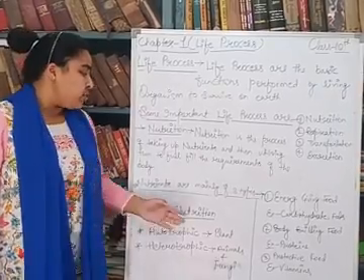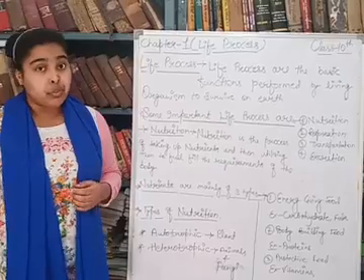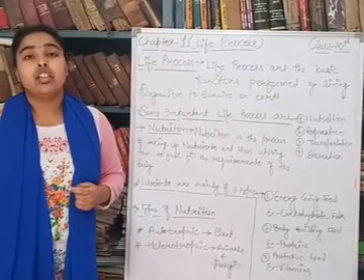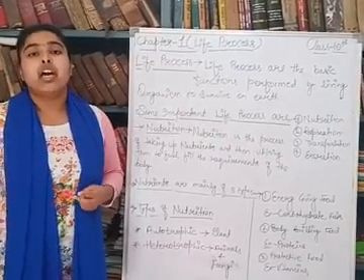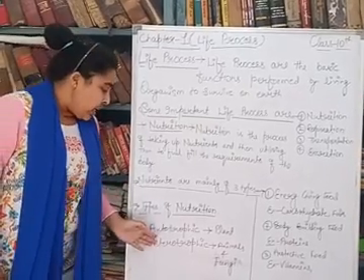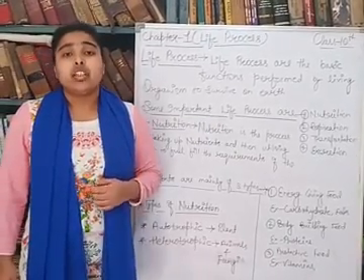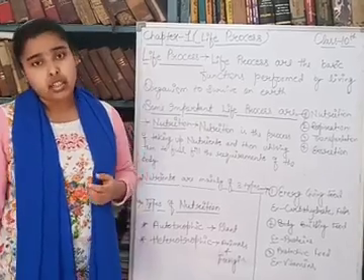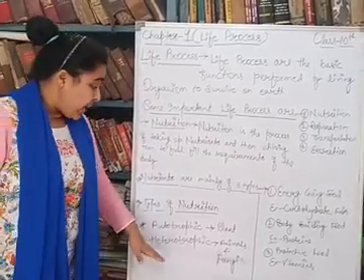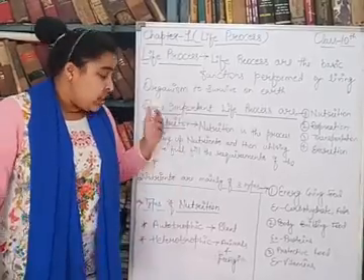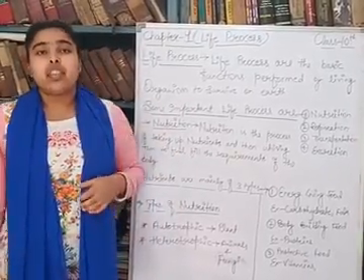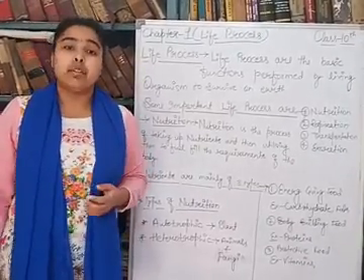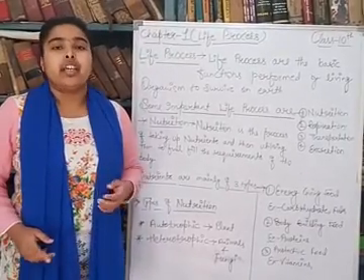Now, types of nutrition. On the basis of obtaining food, nutrition is of two types. Number one, autotrophic nutrition. Number two, heterotrophic nutrition. In autotrophic nutrition, the organism makes its food by itself. Example, plants, blue green algae. Number two, heterotrophic nutrition. In this nutrition, the organism cannot make its food by itself. Example, humans and fungi.